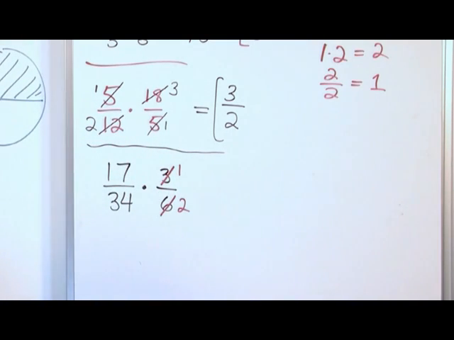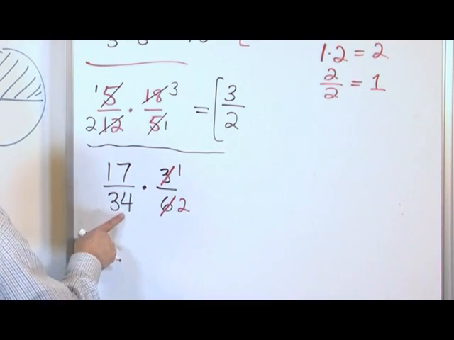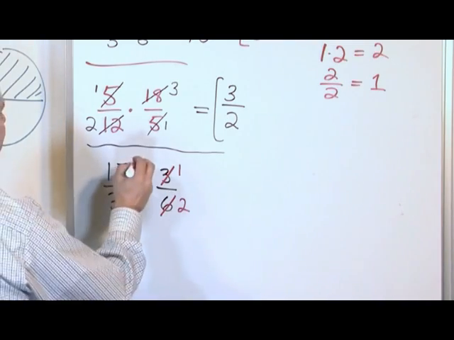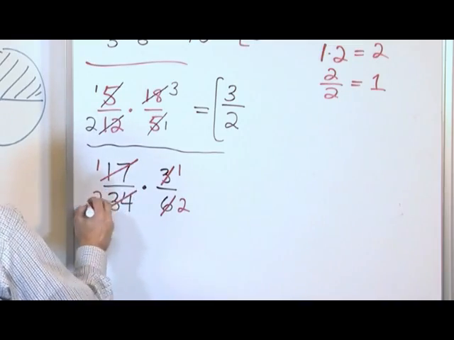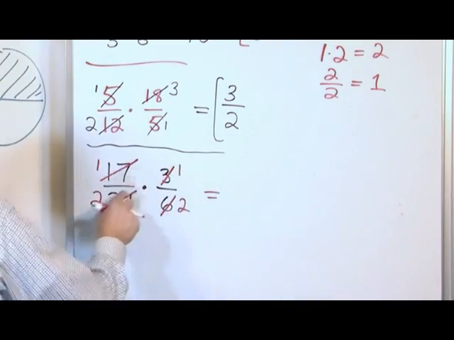You might look at those and say, well, I can't really do anything to 17/34 until you realize 17 times 2 is 34. So I can divide top and bottom by 17. 17 divided by 17 is 1. 34 divided by 17 is 2. So now everything's gone. Only these red numbers are now present.